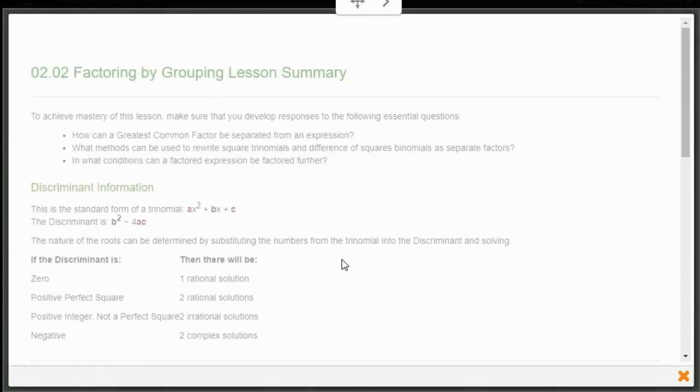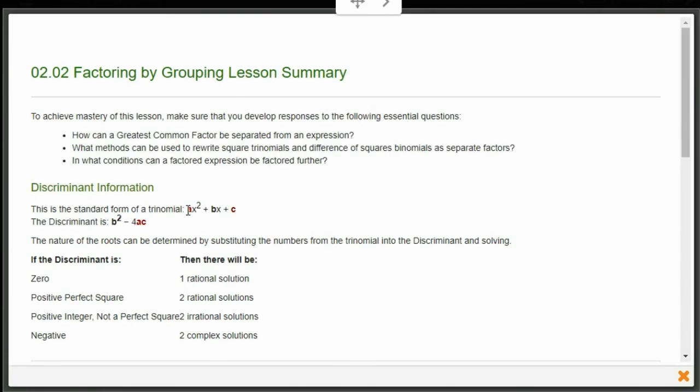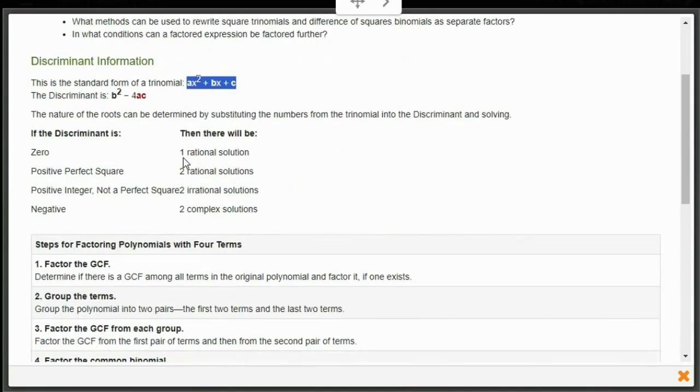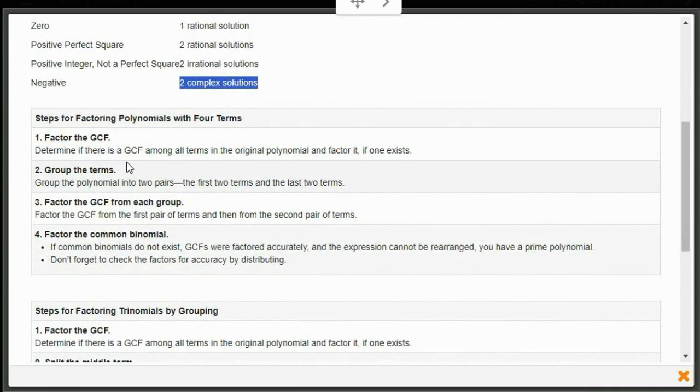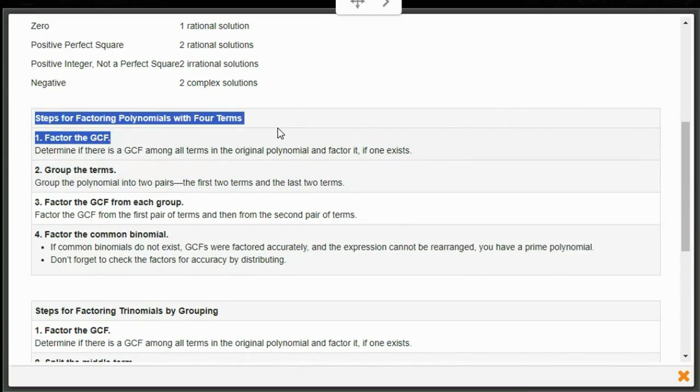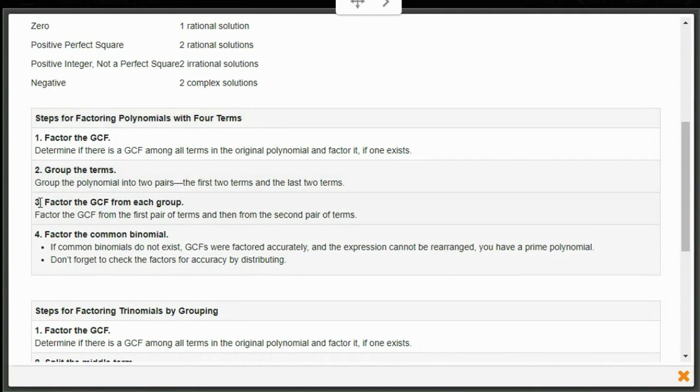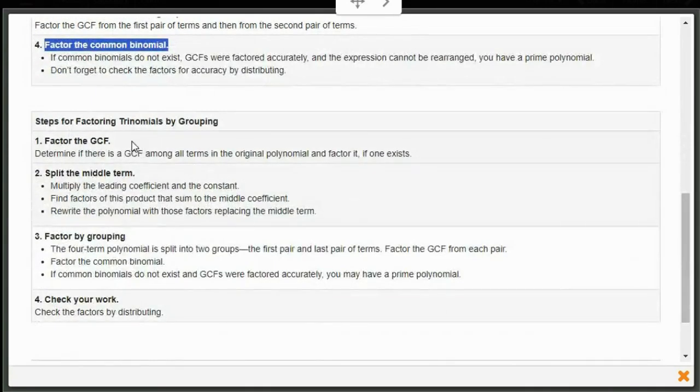Lesson summary. Starts out with the discriminant because that tells you there's one solution, 2 rational solutions, 2 irrational solutions, or 2 imaginary solutions. Here's the steps. Oh, this is great to have in your notes. First, factor the greatest common factor. Then group your terms. If you have 4, this is for factoring polynomials with 4 terms. Get the greatest common factor from each of the groups of 2, and then factor out the common binomial. Steps for factoring trinomials by grouping, factor the greatest common factor.